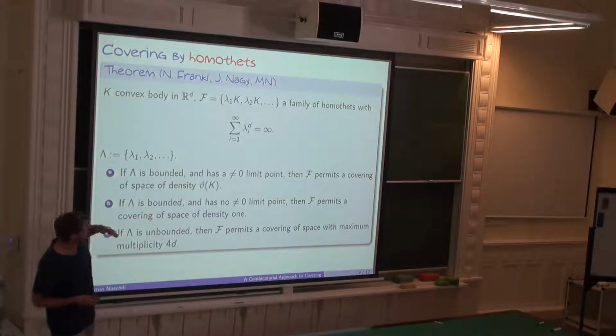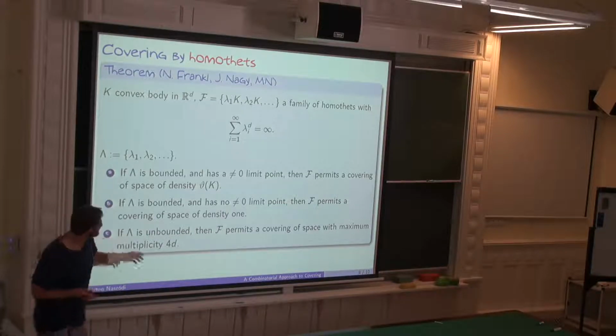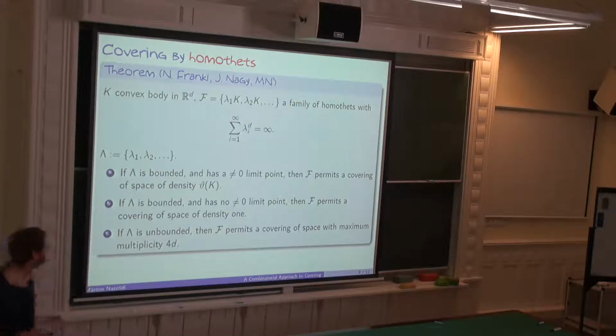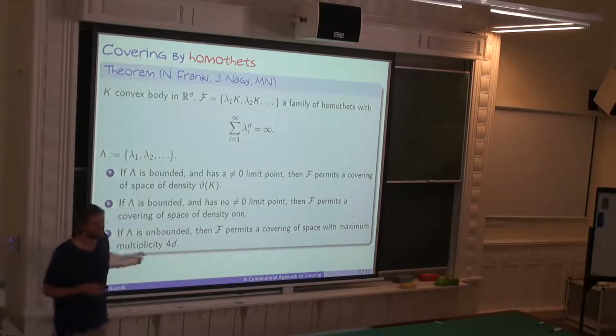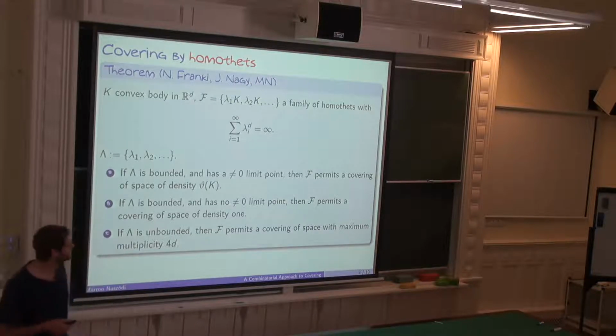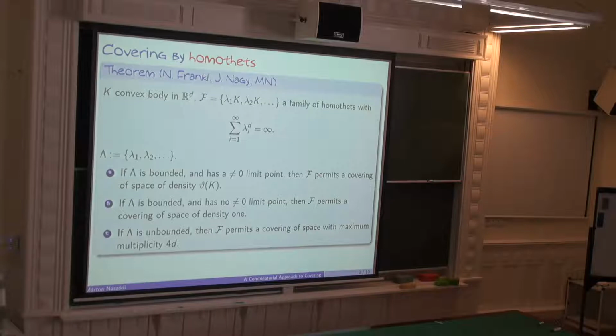Now, on the other hand, going in the opposite direction, if lambda is unbounded, then we managed to prove this bound, not even about density, but slightly more precisely about maximum multiplicity, that no point will be covered more than 40 times. So this is a joint result with Nora Frankl and Márton Naszódi that we achieved recently. And the idea is it needs some geometric ideas, and for the proof of this you need Vitali's covering theorem.